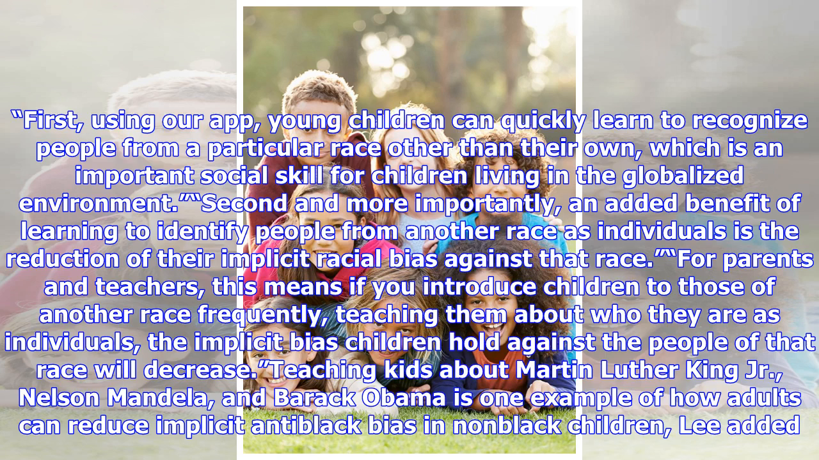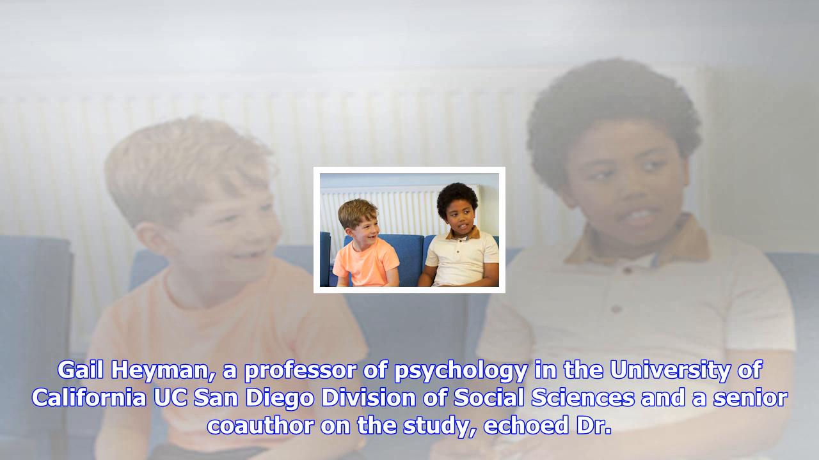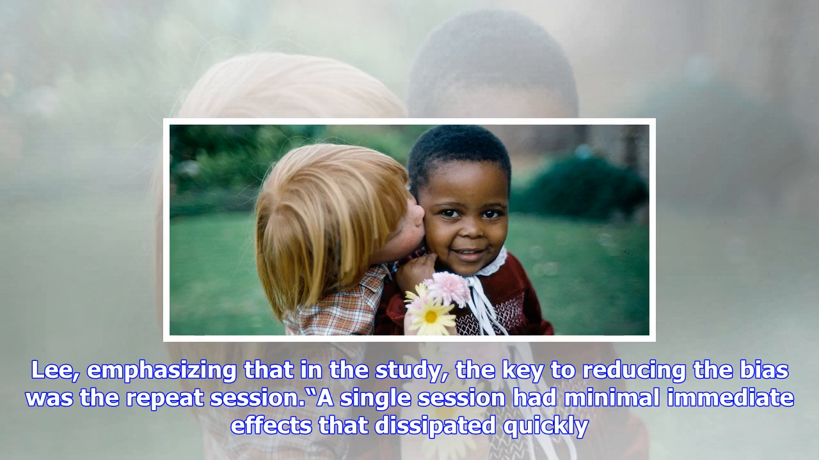For parents and teachers, this means if you introduce children to those of another race frequently, teaching them about who they are as individuals, the implicit bias children hold against the people of that race will decrease. Teaching kids about Martin Luther King Jr., Nelson Mandela, and Barack Obama is one example of how adults can reduce implicit anti-black bias in non-black children, Lee added.